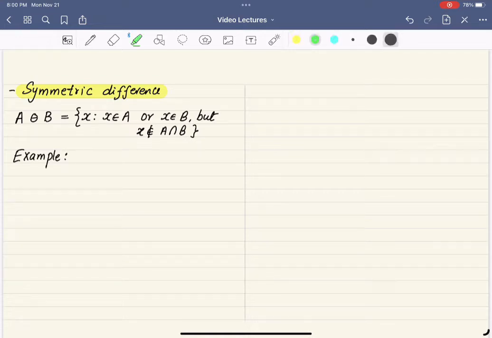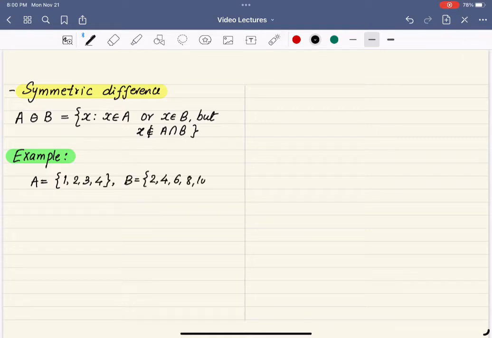Here's an example. Consider set A given by 1, 2, 3, 4, B 2, 4, 6, 8, 10. Then the symmetric difference of A and B: all those elements of A that are not in B, so that will be 1. 2 is in B, so it will not come. 3 is not in B, so it will come. Now 4 will not come because it's already in B. Now from B, 2, 4 again will not come. But 6, 8, 10, they do not lie in A, so they come in the symmetric difference. This is it. Through a Venn diagram, we can see it now.